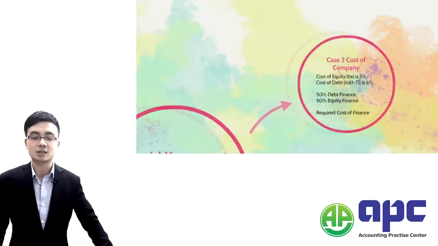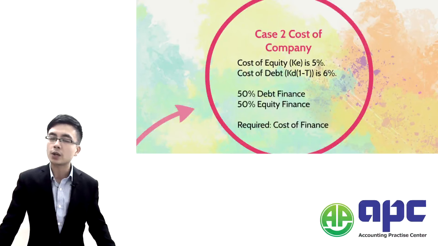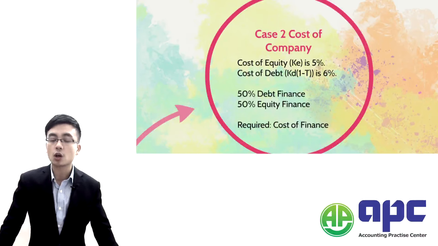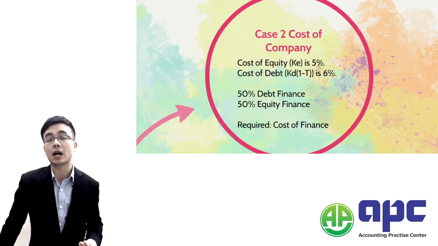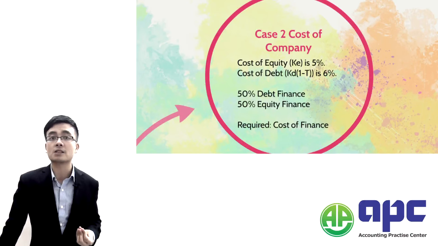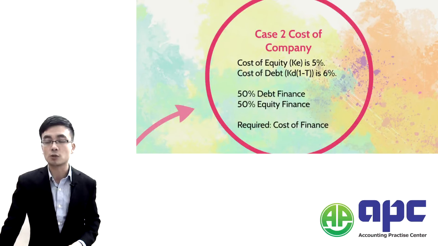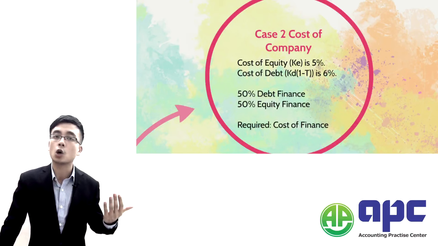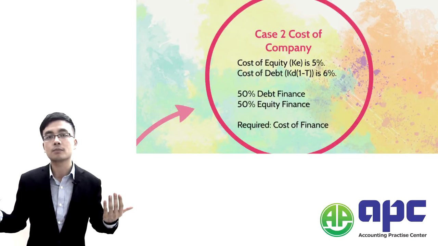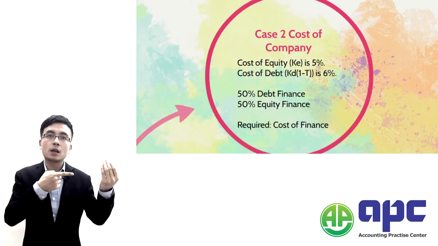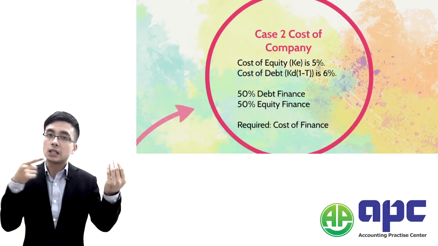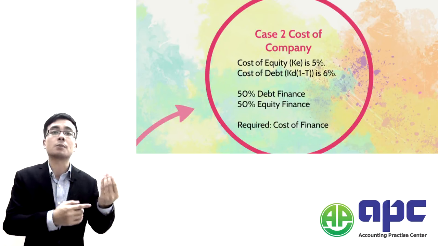So let's look at case number two then. It requires us to calculate the costs of finance for the business. We talked about the sources of finance. That means we can either finance our business by borrowing some money or issuing some shares, so the source of finance will be debt finance or equity finance. What is the cost related to that then? Of course, when we are borrowing some money, we need to care about the interest rate charged by the bank.